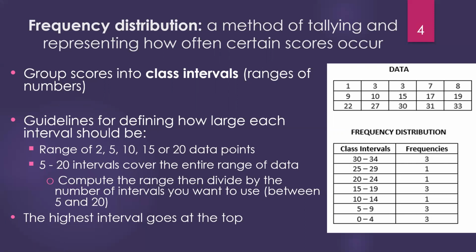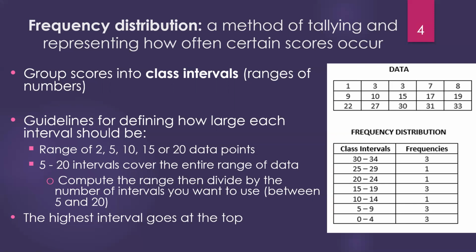So when you're creating a frequency distribution, how do you know how big or wide to make each of these class intervals or ranges? I have listed here some guidelines for defining how large each interval should be. And again, this is one of these, just like the statistics gods have determined, this is how it should be. So normally there should be a range of 2, 5, 10, 15, or 20 data points.